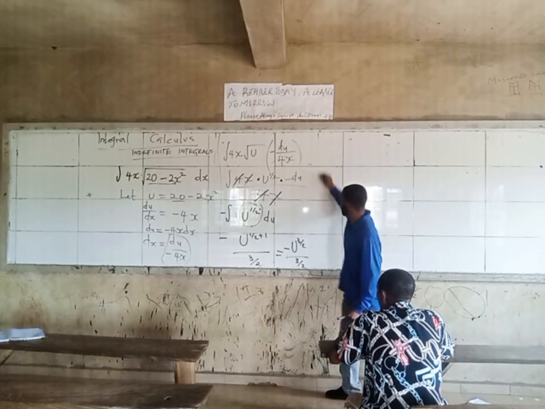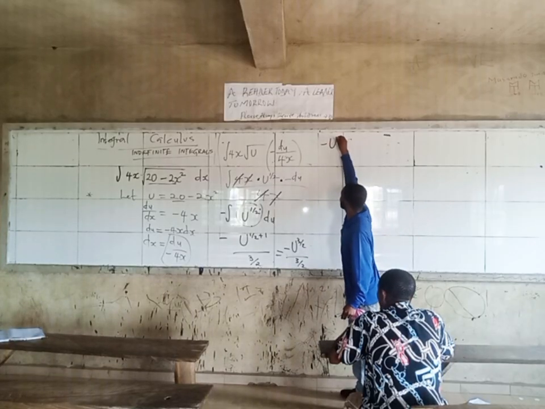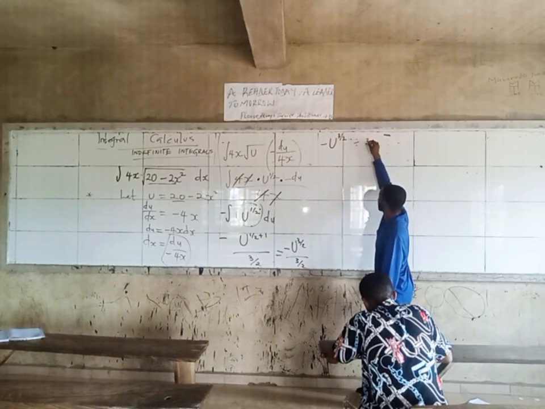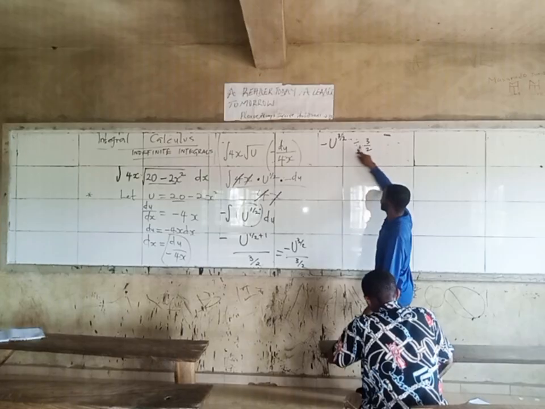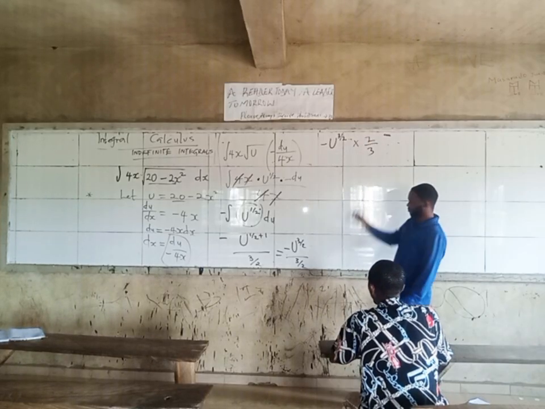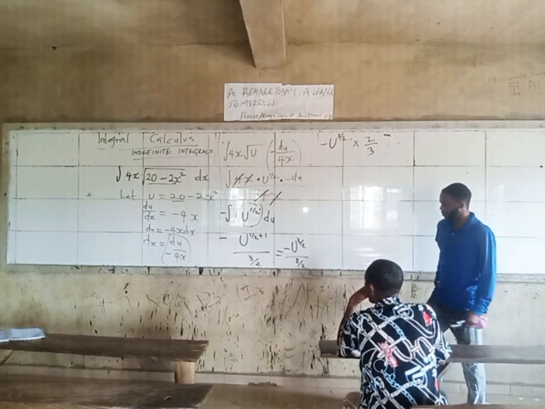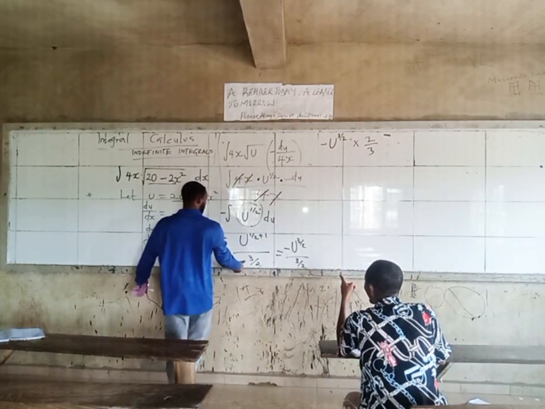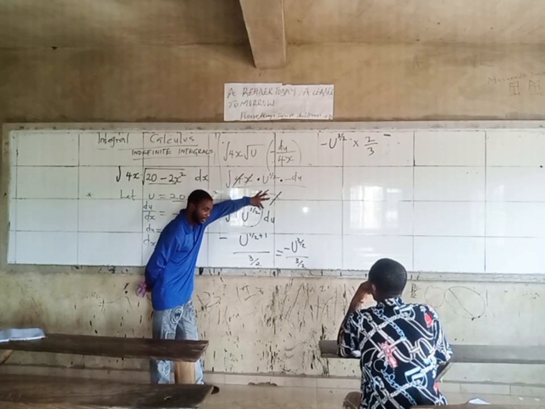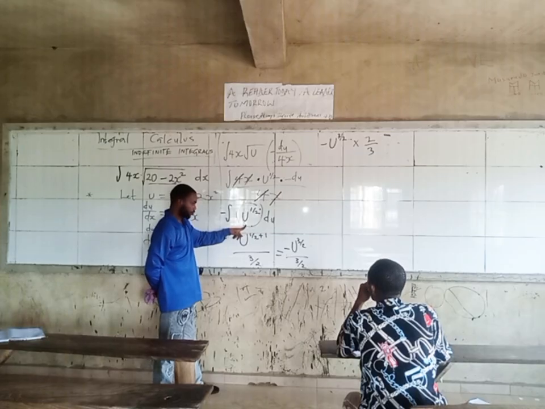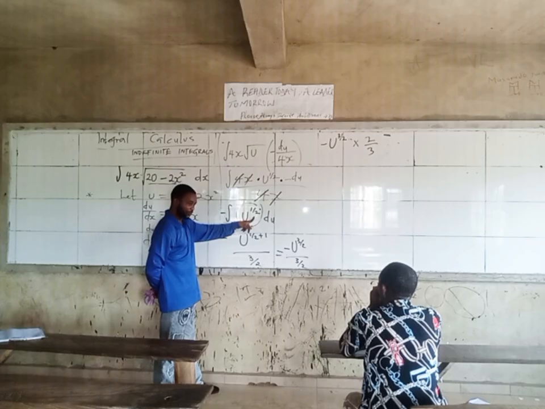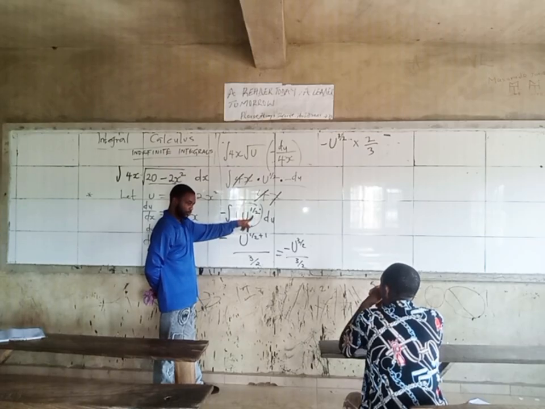This can also be written as minus u to the power 3/2. If you have division by 3/2, reversing it means introducing multiplication by the reciprocal, so this will be times 2/3. Remember we said in integration, we normally add 1 to the power and divide by the new power. So if I add 1 to 1/2, you get 3/2.